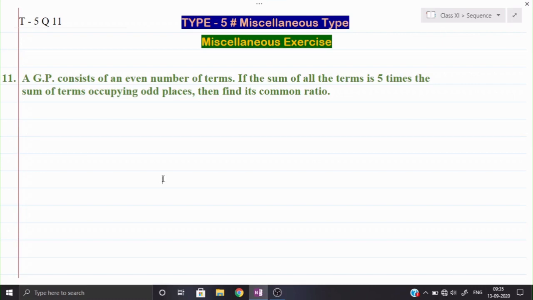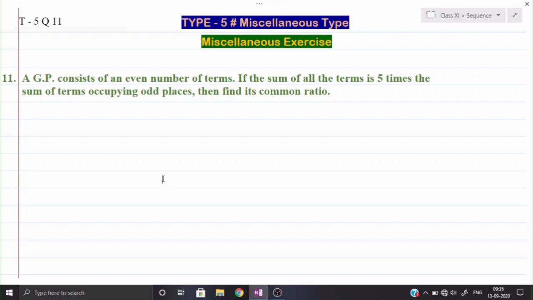Okay, means they are saying that if you add all the terms, it will be 5 times the sum of those terms which are occupying the odd places. Which terms are occupying the odd places? The terms at the first place, third place, fifth place, seventh place, and so on. Okay, so first of all we shall find out the two sums. First we shall find out the sum of all terms, then the sum of the terms occupying the odd places, and then we will frame the equation according to the given condition, and finally we'll find out its common ratio.